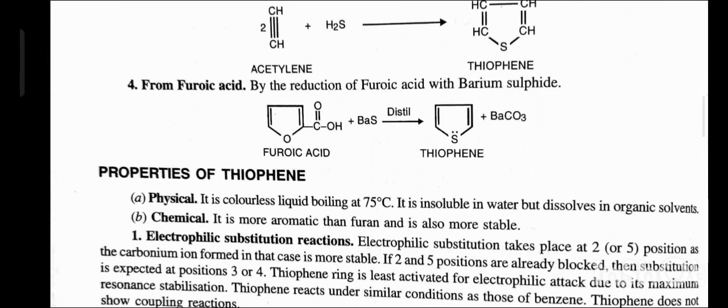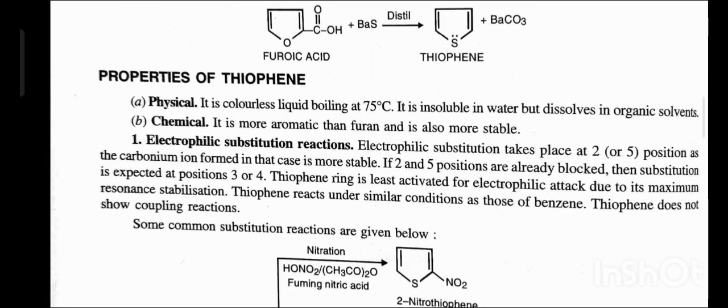Properties of thiophene. Physical. It is a colorless liquid boiling at 75 degrees Celsius. It is insoluble in water but dissolves in organic solvents. Chemical. It is more aromatic than furan. It is also more stable.